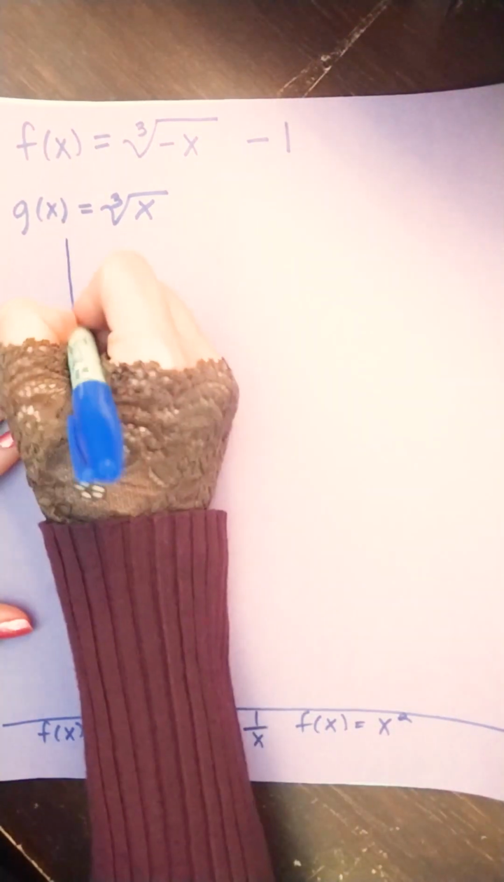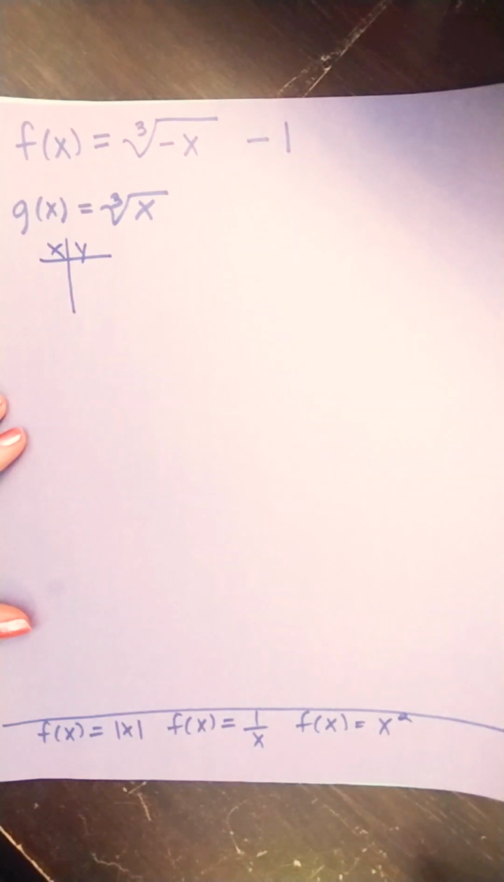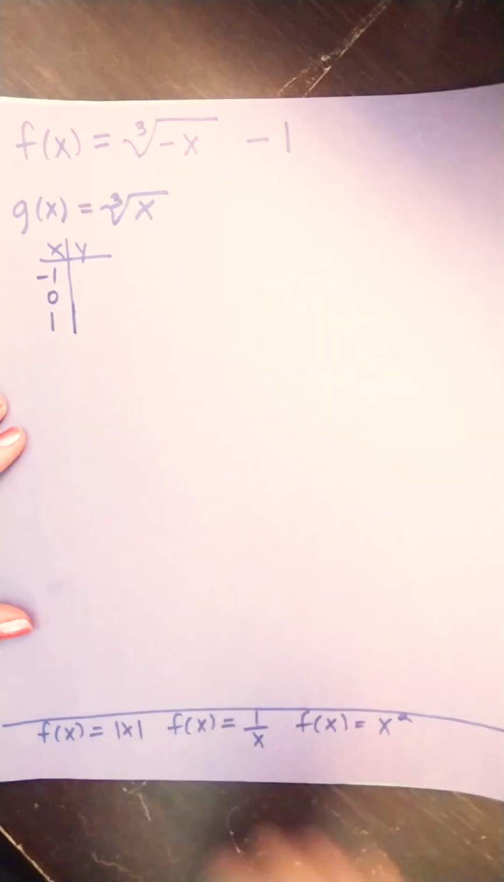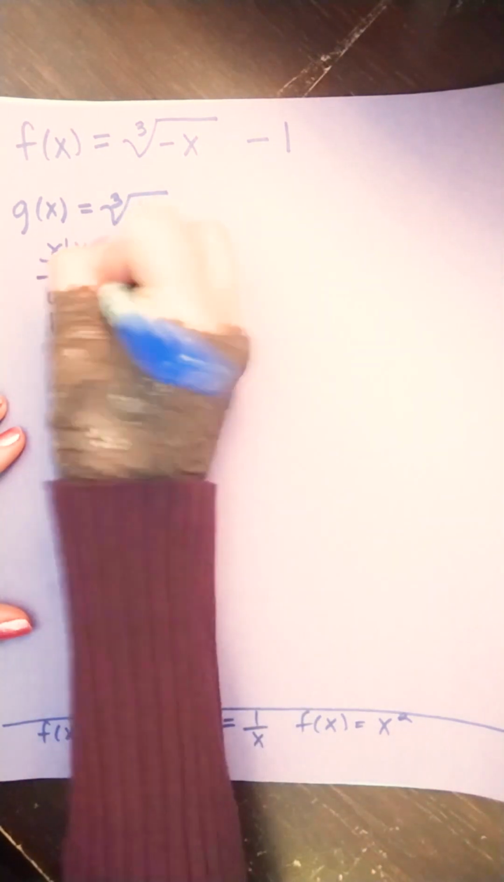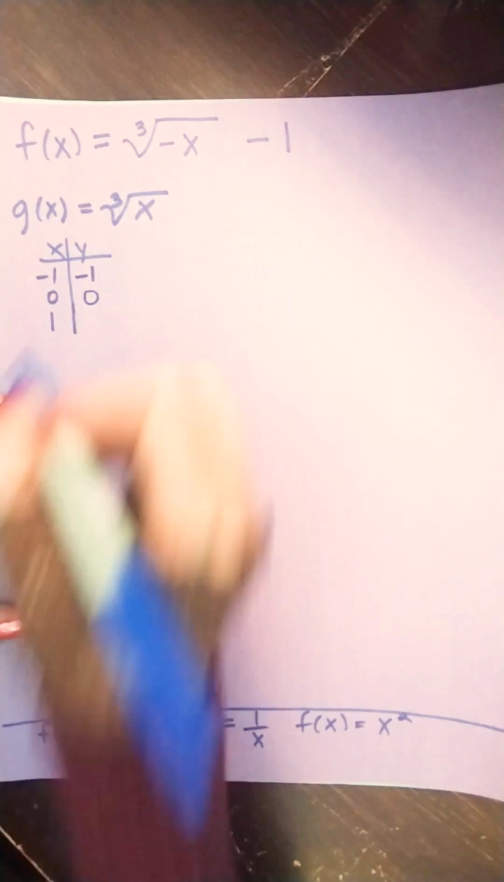Then you're going to need to identify some key points to go with it. Also in your textbook, you'll have key points to go with each of these functions and the shapes of the graphs. I'm going to choose just small, easy numbers to work with here. If I have g of negative 1, I'm taking the cube root of negative 1, which is negative 1. G of 0 is the cube root of 0, which is 0. And g of 1 is the cube root of 1, which is 1.